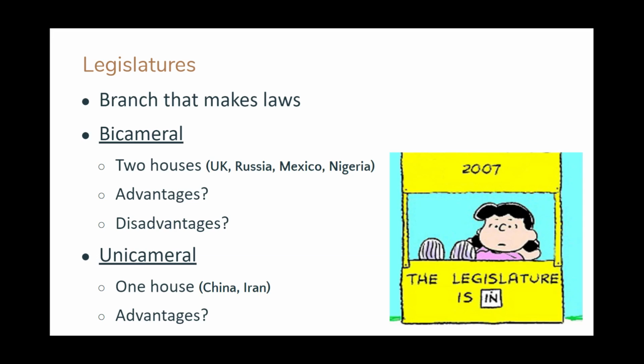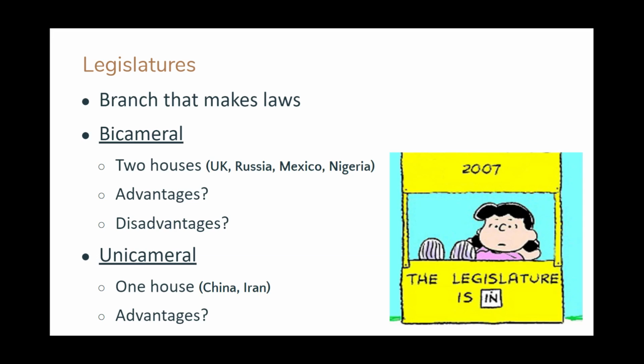Oftentimes within bicameral systems, the upper house and the lower house will have different jobs to do, just like in the United States. And the US actually has a relatively unique system for a lot of reasons, so we'll get into that conversation at some point once we get into class, I'm sure.